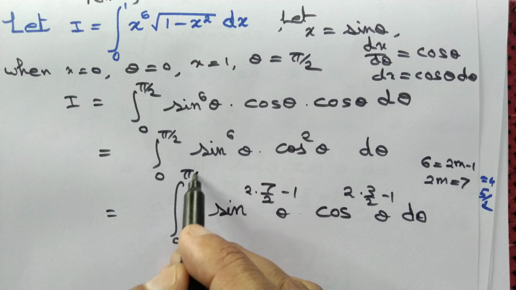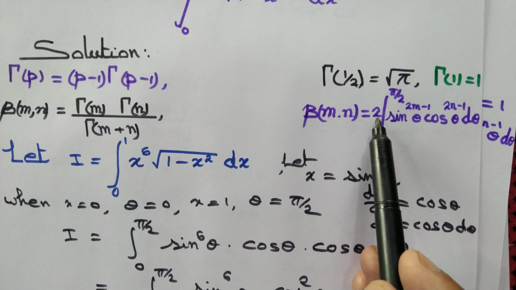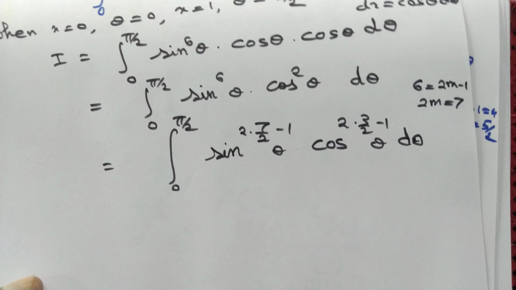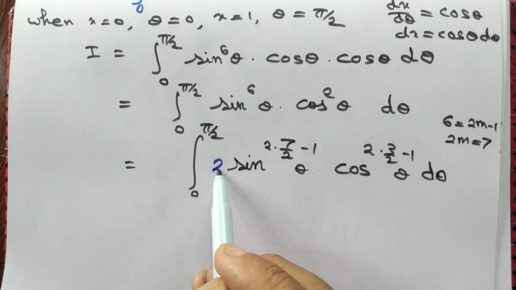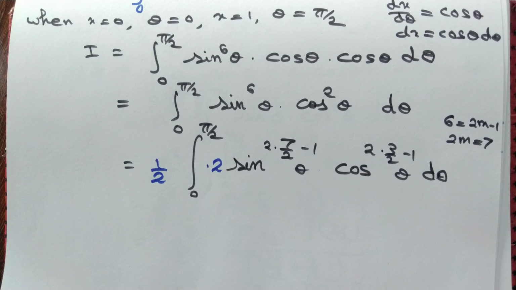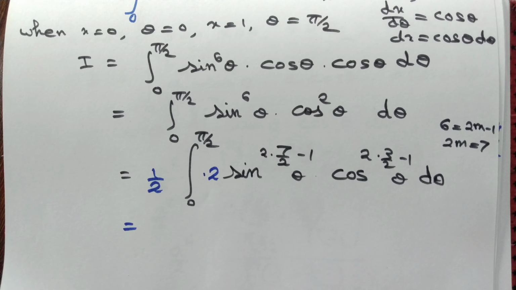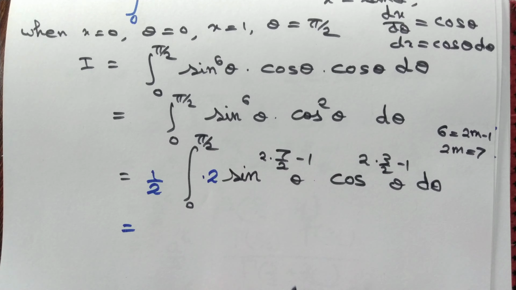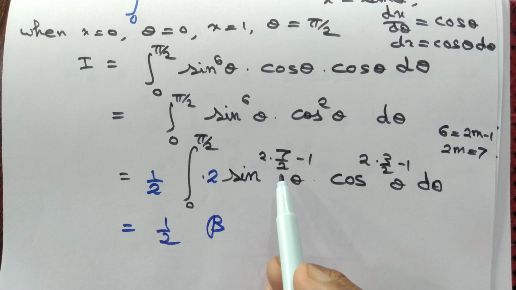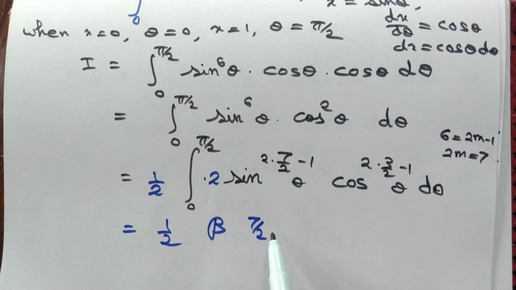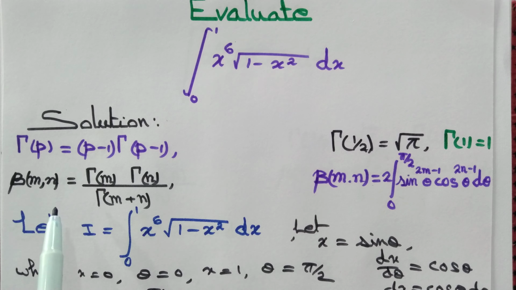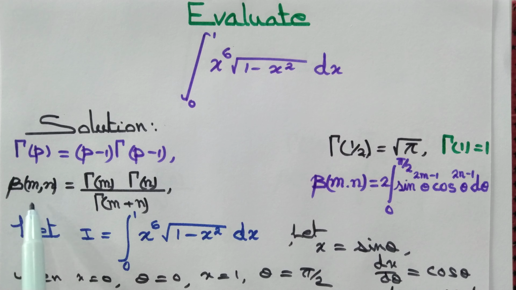Integral 0 to pi by 2, but we got beta mn equal to 2 times. So, just for simplicity, let us multiply numerator and denominator by 2. We multiply by 2 and of course, we multiply by half here, right. So, now we know the formula beta mn equal to this expression. So, let us use that formula. So, this is equal to half beta mn, m is 7 by 2 comma n is 3 by 2. Now, can we compute beta mn? Of course, we know how to compute. We know the formula, of course we know, but only for selected cases. So, let us apply that.